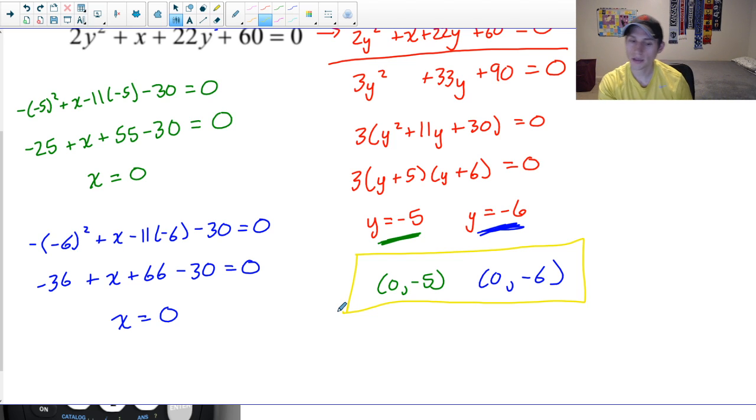Each x value is connected to a y value in the ordered pair. It's not an x value with an x value and a y value with a y value. Okay. If it's an ordered pair of numbers, x value, y value, x comma y.